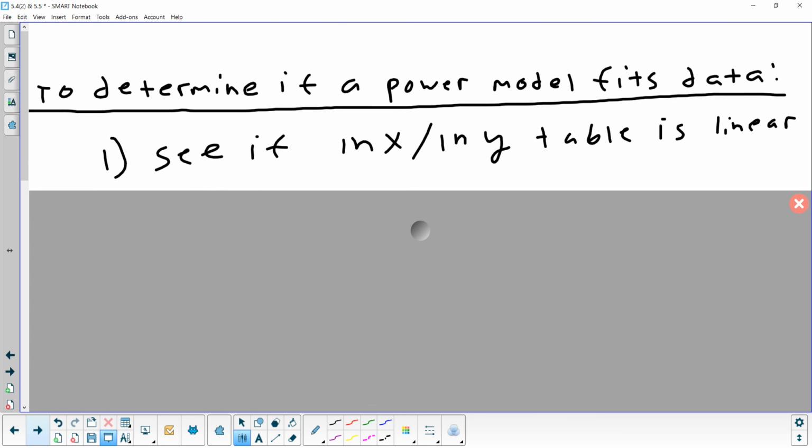What you want to do to see if your data represents a power model, look at your x and your y values, take the ln of every single number in the table. You're really not going to have more than probably 8, maybe 4 x's and 4 y's. But take the ln of every number in the table and graph those points. If those points look like they're in a pretty straight line, then that means a power model is a good thing to use to represent your data.